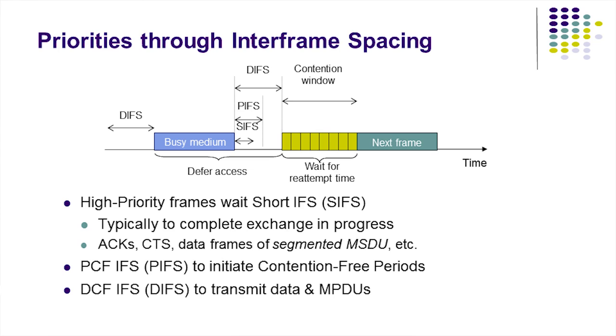Frame types that use short IFS include acknowledgements, clear to send, data frames of segmented service data units, and a few more. The point coordination function interframe space, PIFS, is intermediate in duration and used by the point coordination function to gain priority access to the medium at the start of a contention-free period. The DCF interframe space, DIFS, is used by the distributed coordination function to transmit data.